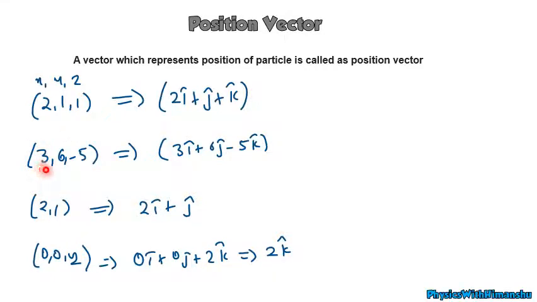Similarly, if we have 3 comma 6 comma minus 5, then 3 i cap plus 6 j cap minus 5 k cap. For 2 comma 1, we'll have 2 i cap plus j cap. Suppose we have 0 comma 0 comma 2, then 0 i cap plus 0 j cap plus 2 k cap. So the answer will be 2 k cap. You can ignore the terms with 0. Okay, so this is how you have to write the position vector. The position vector signifies the position of our particle.